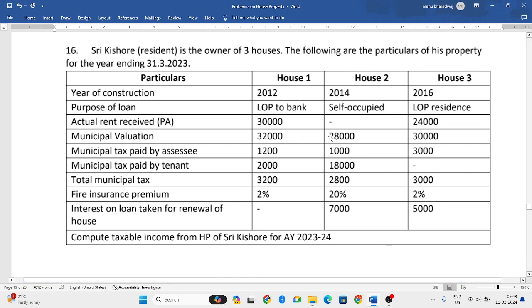First house is LOP, second house is SOP, self-occupied, third house is also LOP. They have given the annual rent received, the municipal value, the municipal tax paid by the assessee, the municipal tax paid by the tenant, and the total municipal tax. We should only consider the municipal tax paid by the assessee. Fire insurance premium, you have to ignore that. Interest on loan taken for renewal of house, that has to be considered.